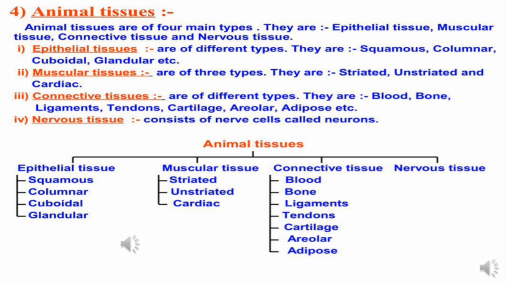Now here we can see the classification of animal tissues: epithelial tissue, muscular tissue, connective tissue and nervous tissue. And this we have discussed right now only. Now epithelial tissue, muscular tissue, connective tissue and nervous tissue, we will take up in the next class.